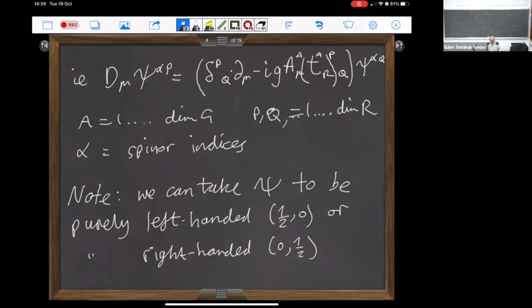The indices A are the ones which run over the generators of the group. So A goes from 1 to the dimension of whatever the group is that we're talking about. And the P's and Q's are the representation indices, so they go from 1 up to whatever the dimension of the representation is. And I also put in alpha, which are the spinor indices on the spinor field psi.